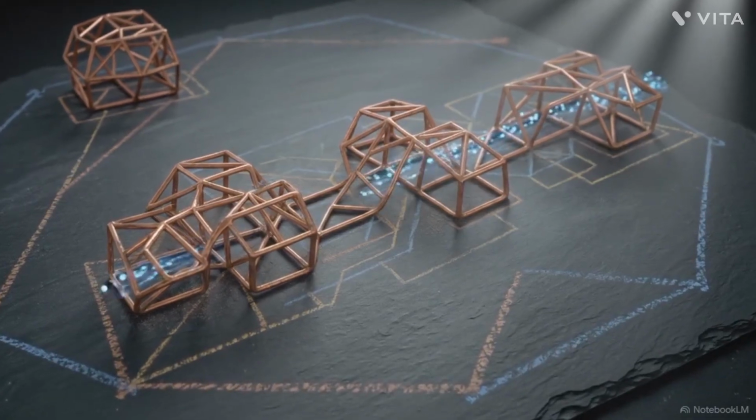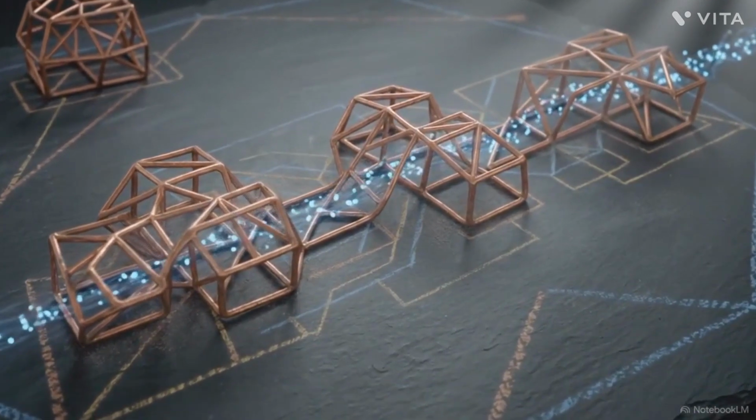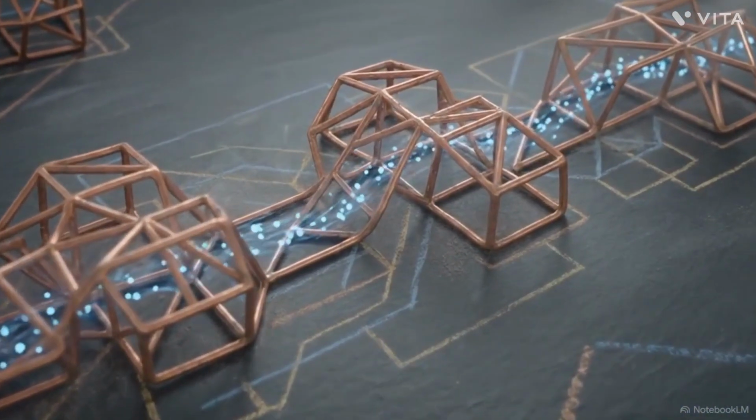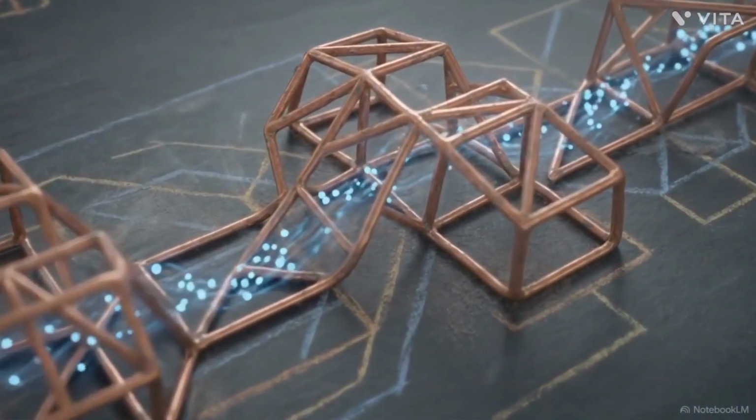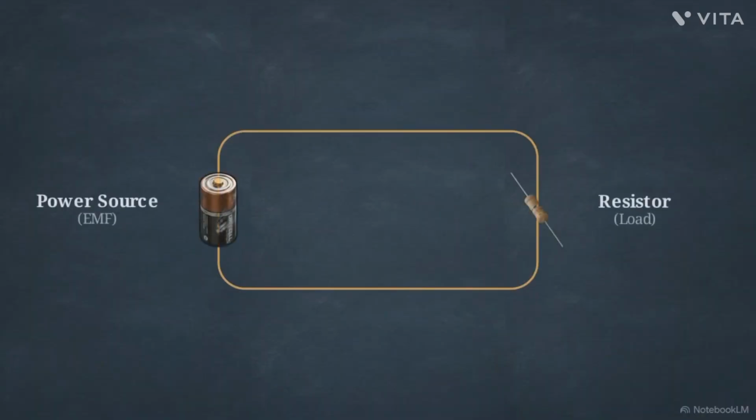Electric current is the rate at which charge passes through a cross-sectional area over time. This flow is represented as I equals dq over dt. This is a basic closed circuit. It contains a power source, a resistor, and a steady loop of current moving through the system.